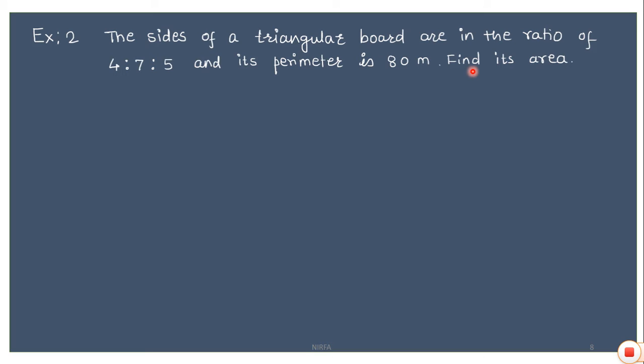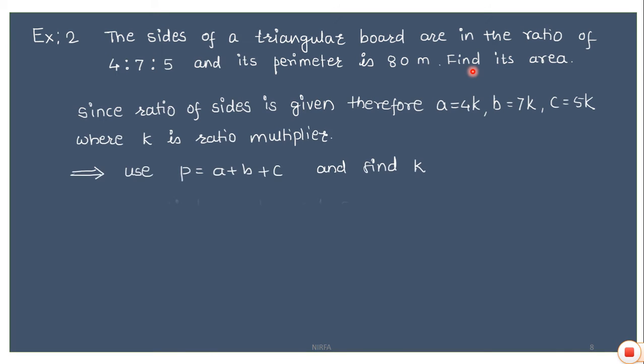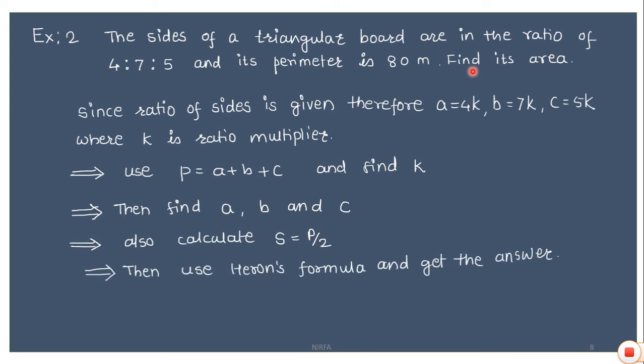Here the ratio of sides is given, that is 4:7:5, and using the knowledge of ratio we may write the actual sides of the triangle as 4k, 7k and 5k, where k is a ratio multiplier. We can find k using the perimeter formula and get the 3 sides, and now you can use Heron's formula here. You just look at the plan.